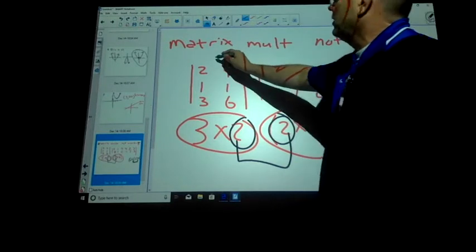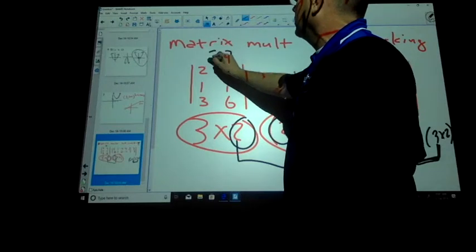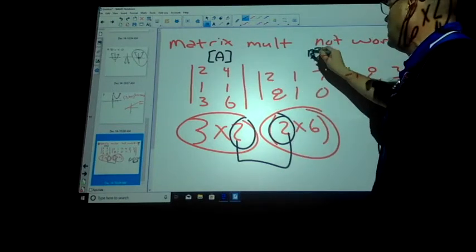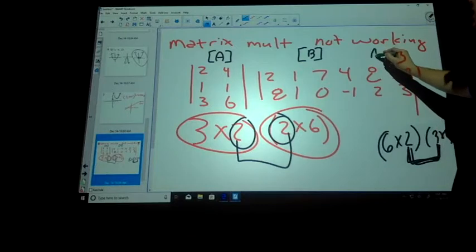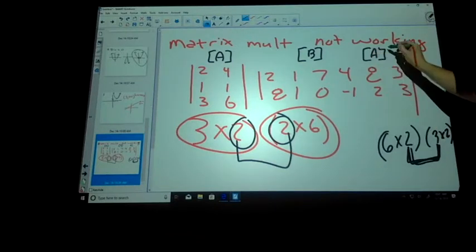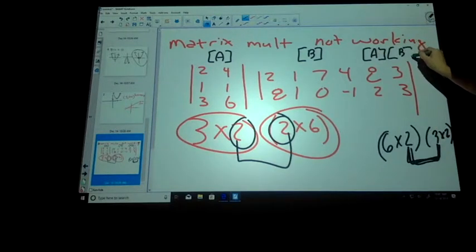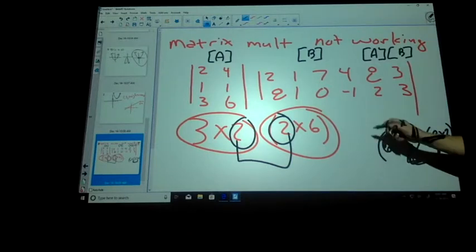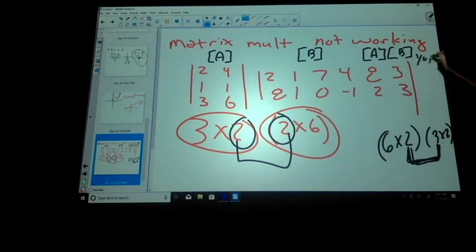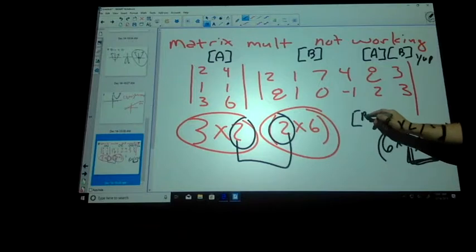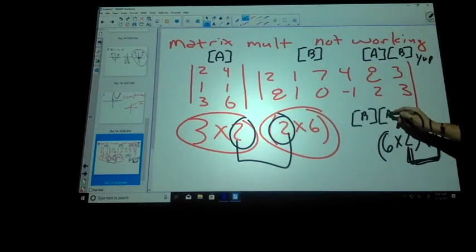If this is labeled as matrix A, and this is labeled as matrix B, and they say A times B, then you can do it. Okay? If it's B times A, nope. Make sense?